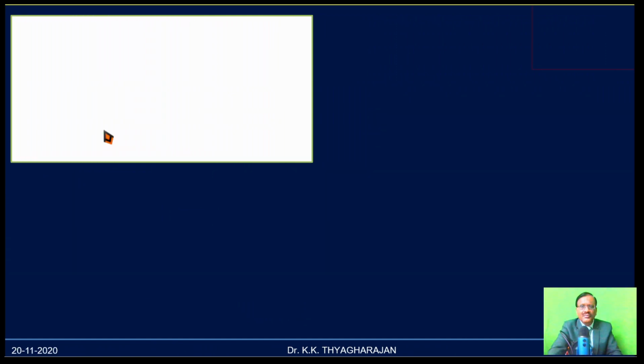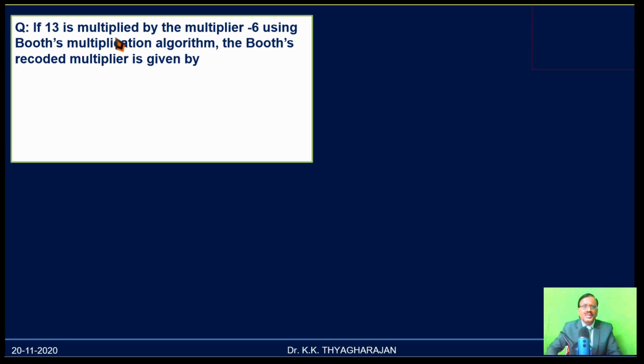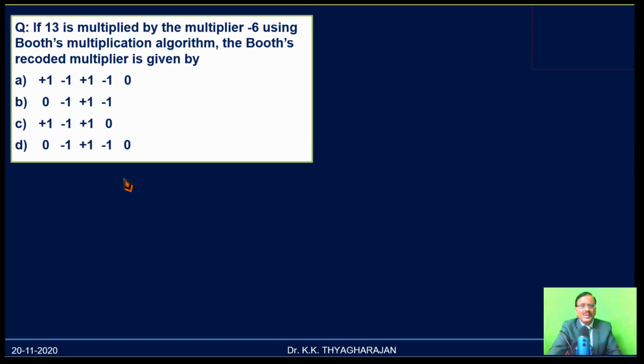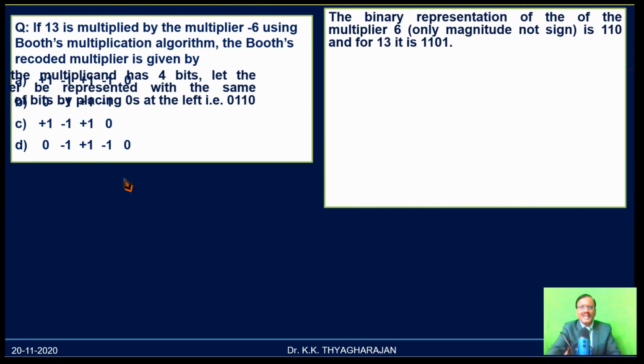Now let us see few more questions in this topic. If 13 is multiplied by the multiplier -6 using Booth's multiplication algorithm, the Booth's recoded multiplier is given by +1, -1, +1, -1, 0, 0, -1, +1, -1, +1, -1. It is not possible to guess anything. So we have to solve the problem, then only we will be able to get the answer.